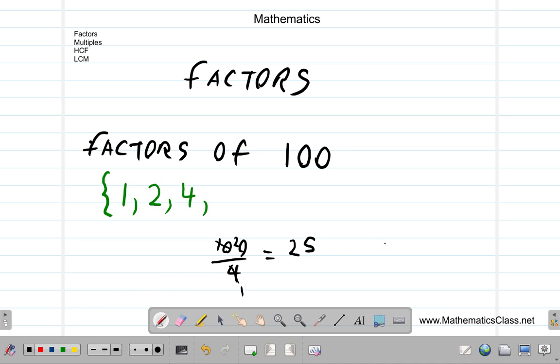What about 5? 100 divided by 5. I know that is 20. No remainder. So 5 can divide into 100 without leaving a remainder. So 5 is a factor of 100.